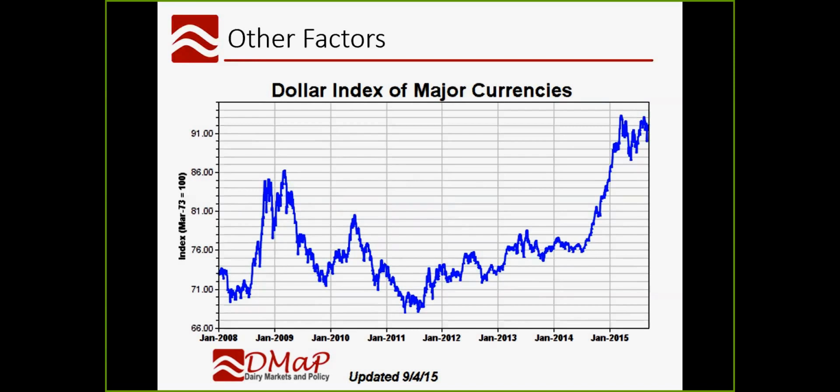So did you have something, Stan? No? Okay. So that's not helping our imports either. If the dollar got weaker, then it would be more expensive to buy stuff from China, but we'd be able to sell more stuff. So that wouldn't hurt.